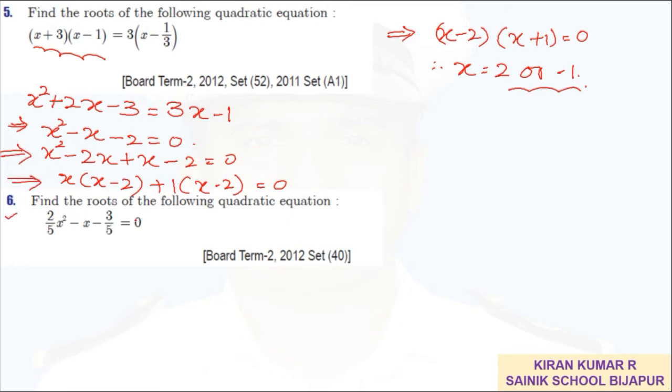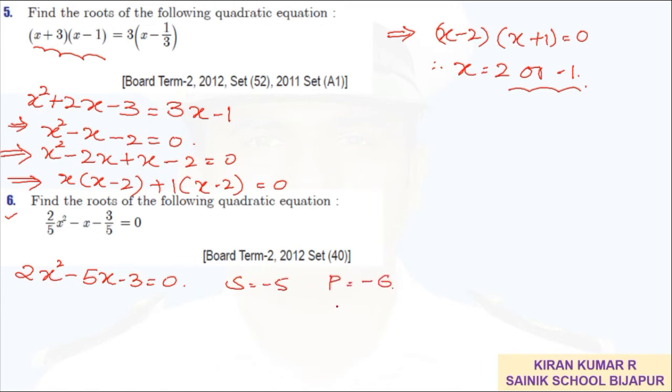Question number 6. Find the roots of the following quadratic equation. Here the equation contains a fraction. It's always better to make it a simple quadratic equation just by multiplying by the LCM of the denominators. Here the denominator is 5. If you multiply throughout by 5, the equation turns out to be 2x square minus 5x minus 3 equal to 0. Here we have to get the sum as -5 and the product as -6.